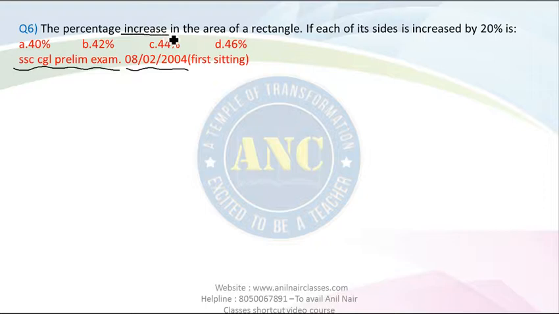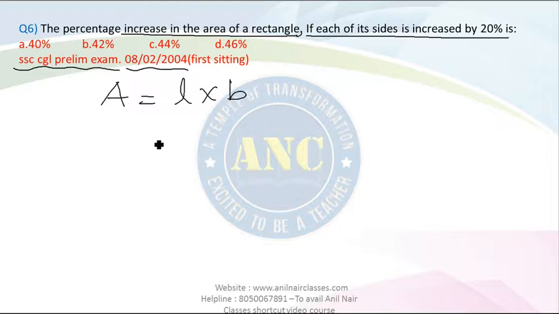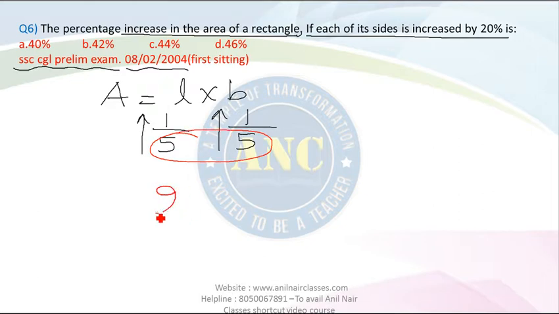The percentage increase in the area of the rectangle is how much, if each of its sides is increased by 20%? Area of rectangle is length into breadth. First side is increased by 20%, 1 by 5. Second side is increased by 20%, 1 by 5. Initial area is nothing but 5 into 5. It is 25. Final area is, from 5 there is an increase of 1, 6. From 5 there is an increase of 1, 6. 6 into 6 is 36.